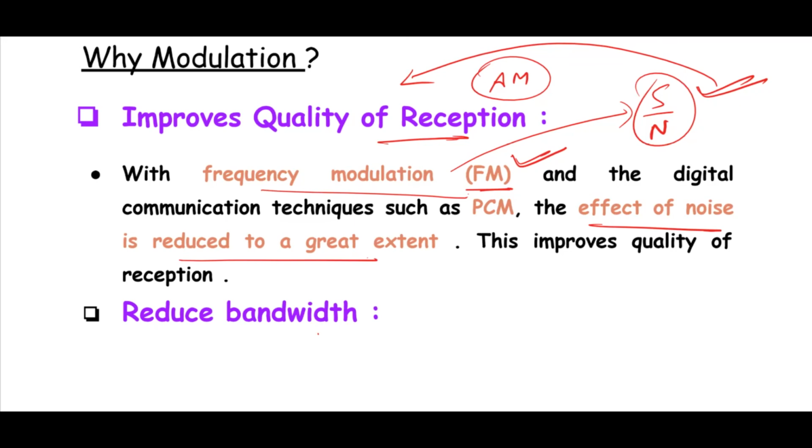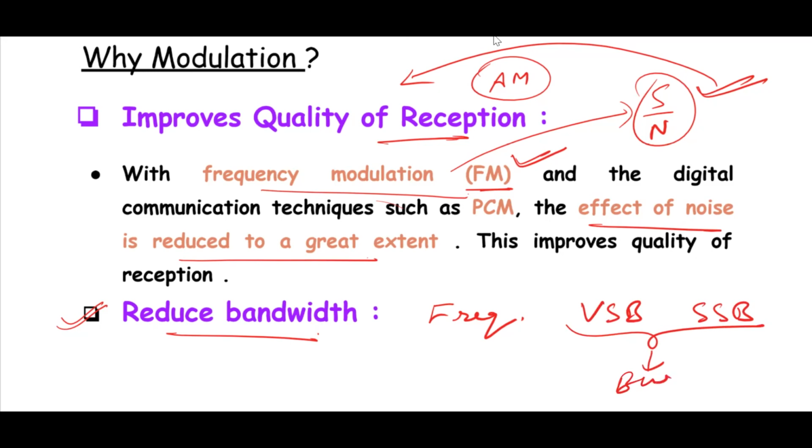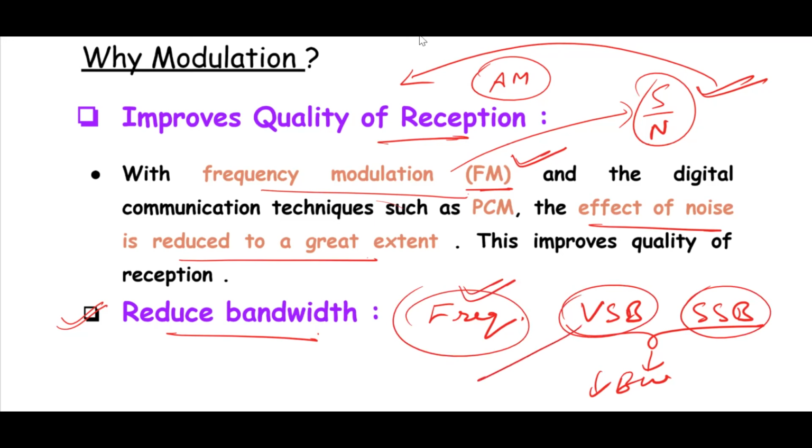Then we have one more advantage, that is reduced bandwidth. The frequency domain information made it possible to determine the bandwidth and to work on reducing it. We have modulation techniques like VSB and SSB, where we have greatly reduced the bandwidth. This is made possible due to this frequency domain knowledge. These modulation techniques are helpful in bandwidth reduction, nearly reducing the bandwidth to half, so that we can make effective utilization of the channel.